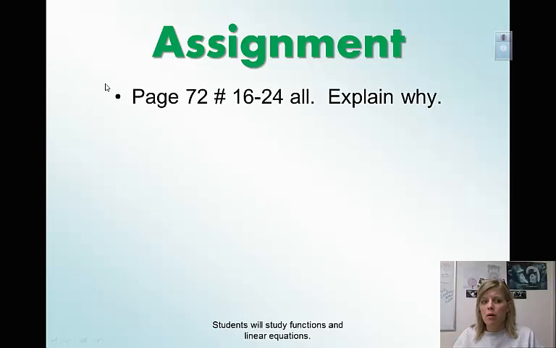There's lots in 2-2, but that is all we need to be successful. So here it is, page 72, numbers 16 through 24. You need to tell me yes if it's linear, no if it's not linear. If it's not linear, I want to know why. Was x or y squared, was x or y in the bottom of a fraction, or were x and y multiplied together? So I need to know why. Don't give me why, you don't get the points.